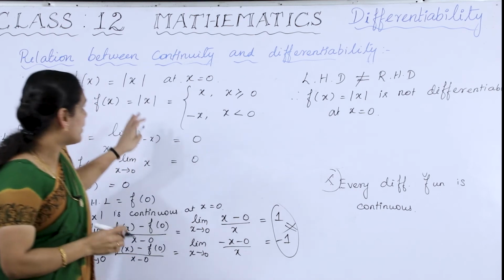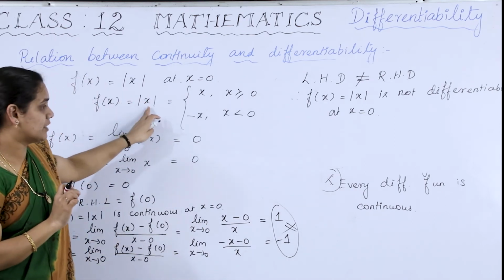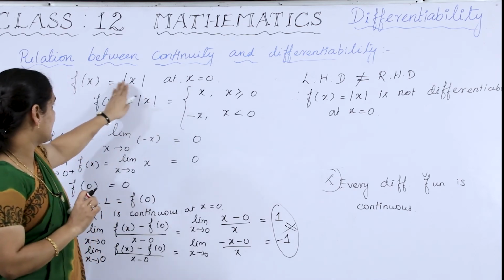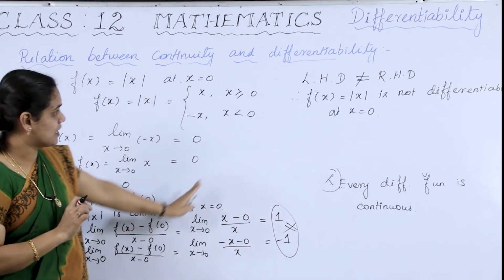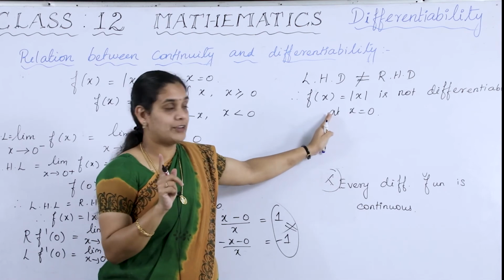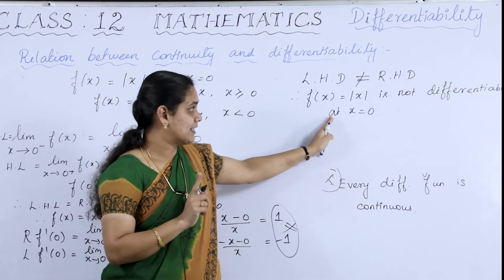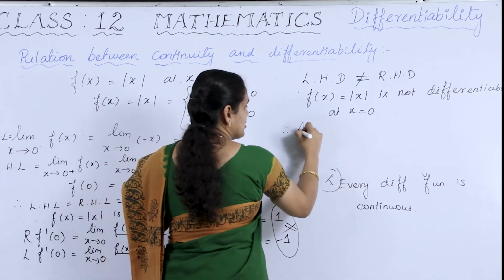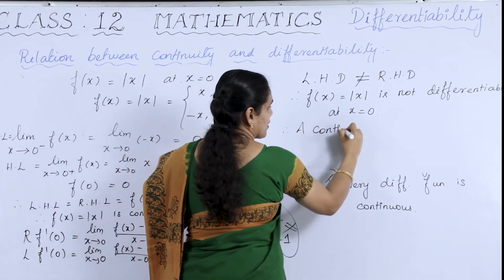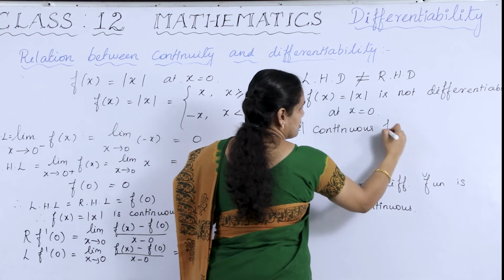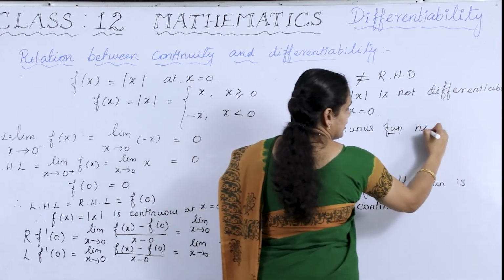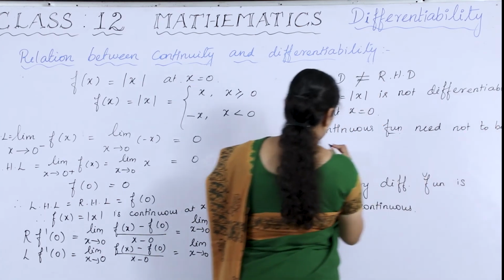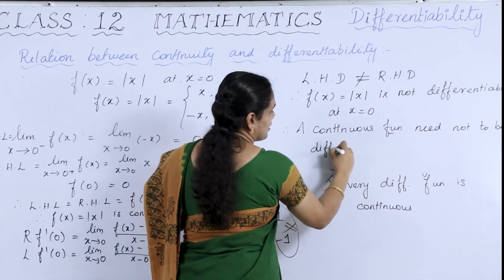Okay. So by just showing an example, we have proved that the converse is not true, right? See, we have taken a continuous function, but it is not differentiable. Even if it fails in one case, we can say that that statement is not true. Therefore, a continuous function need not be differentiable.